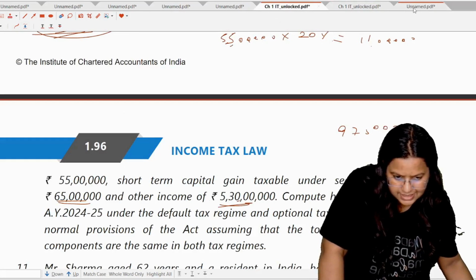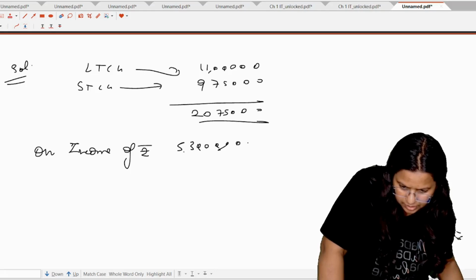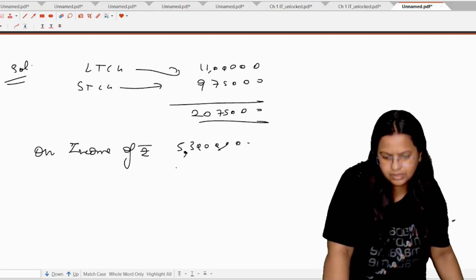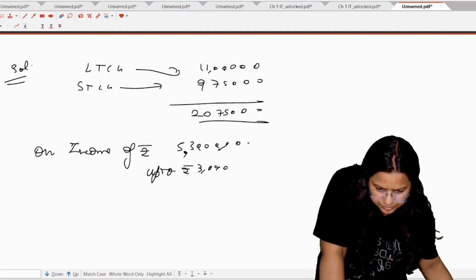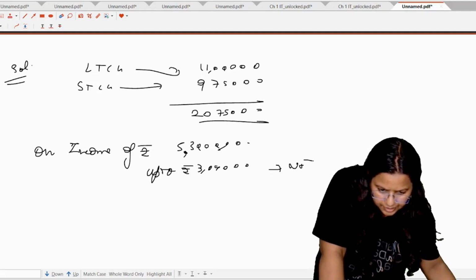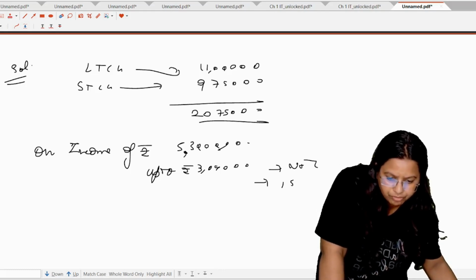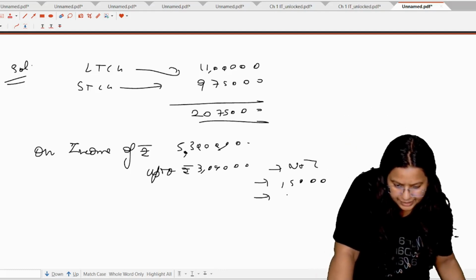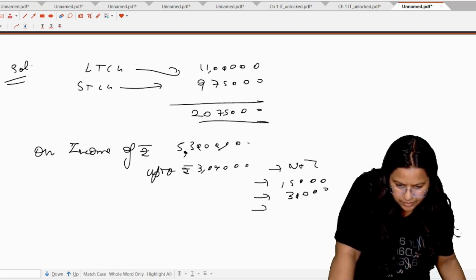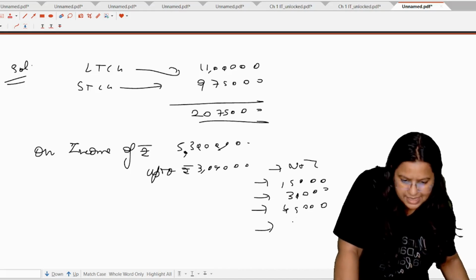Let's find out the tax liability. On income of rupees 5 crore 30 lakh, the tax liability up to rupees 3 lakh is nil. Next, 3 to 6 lakh, that is 5%, so tax liability 15,000. Then 6 to 9 lakh, 10%, 30,000. I am writing it directly here now. Next, 45,000. Then 20%, that is 60,000 rupees.